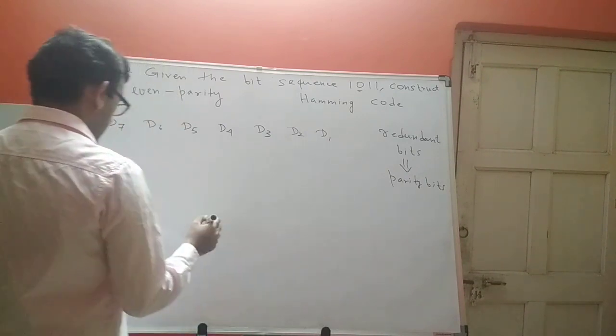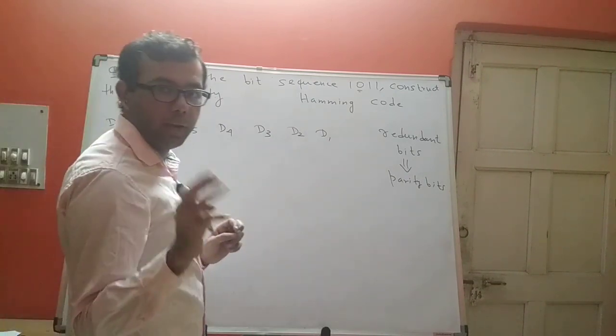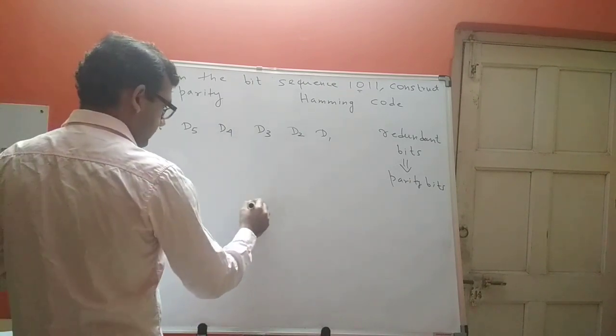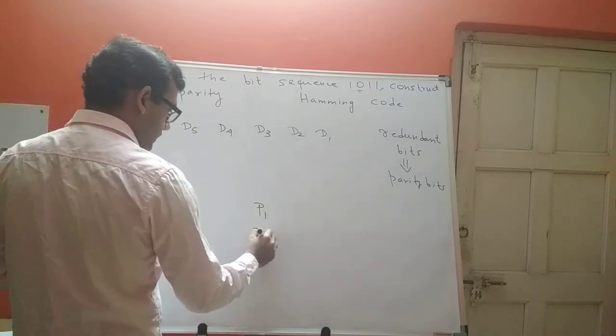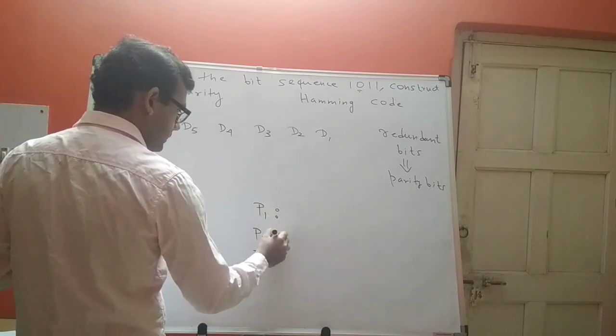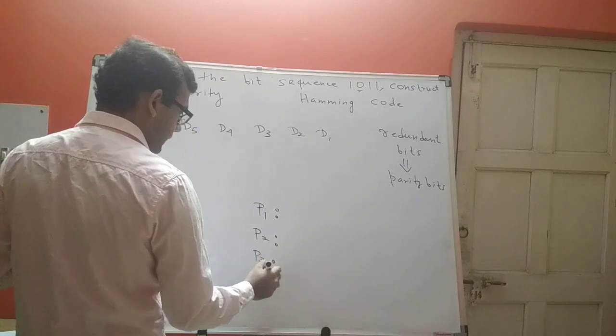See, I need to add how many parity bits? I need to add 3 parity bits. Fine. So I need to add, let's say, parity bit 1, parity bit 2 and parity bit 3. Now how do I find the parity bit values as well as their positions?